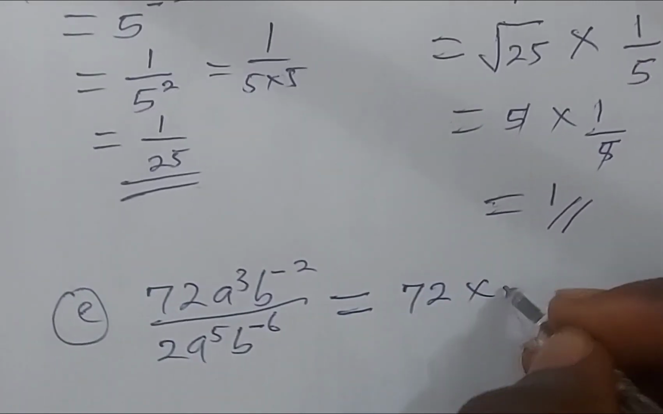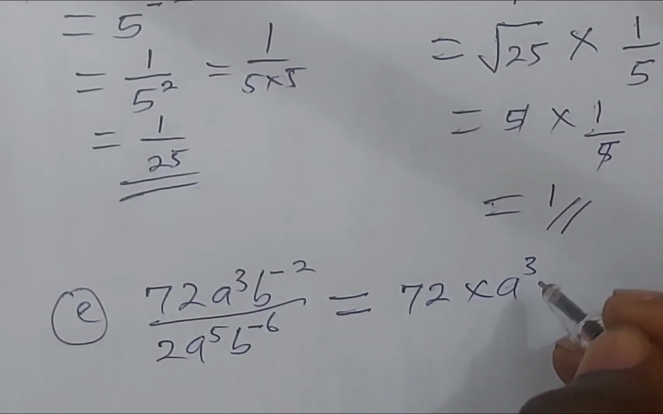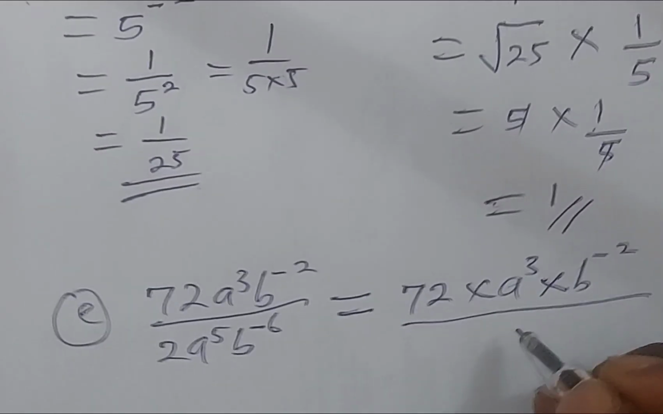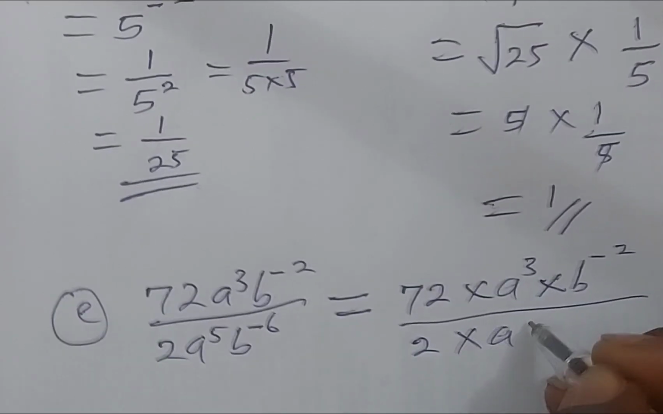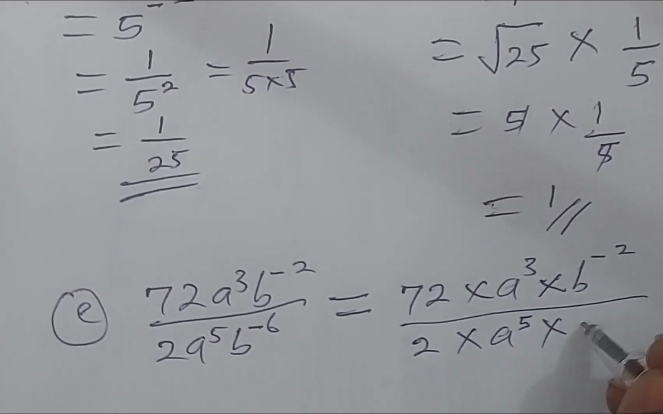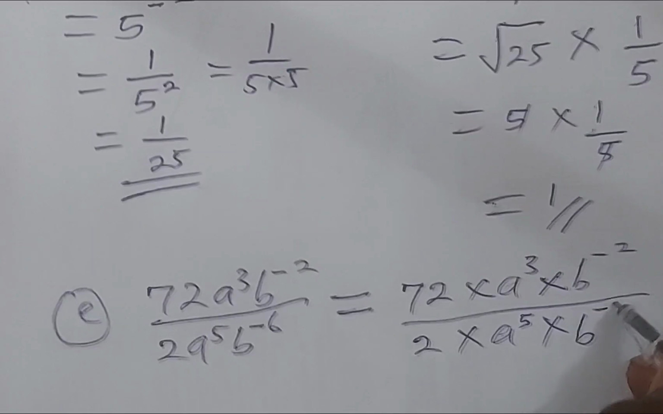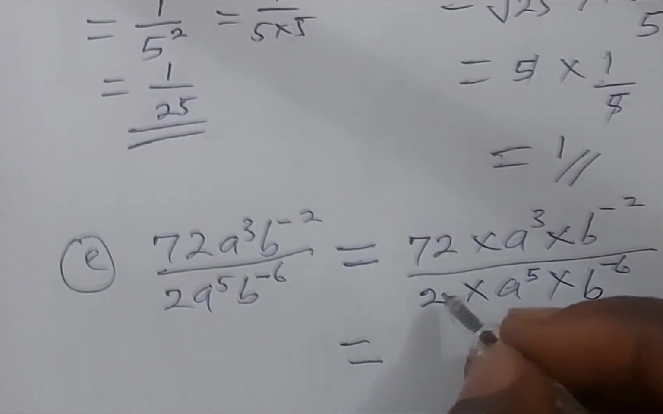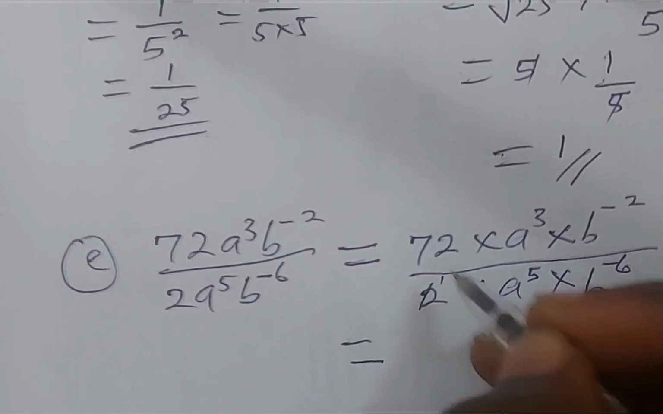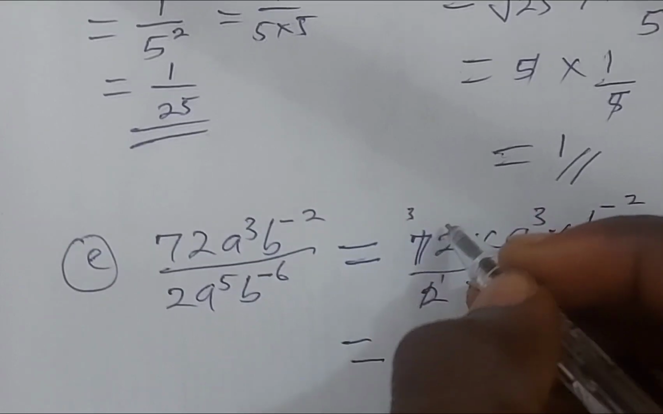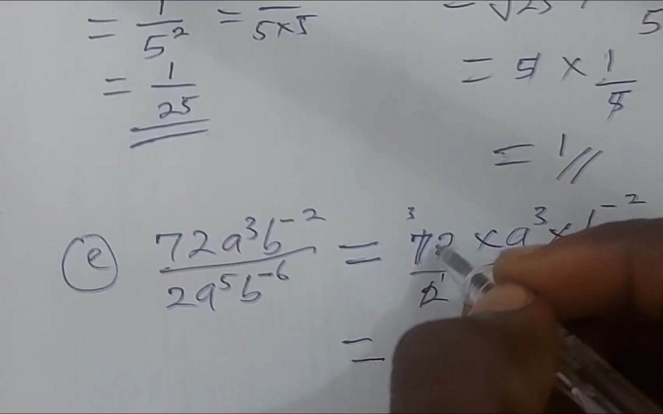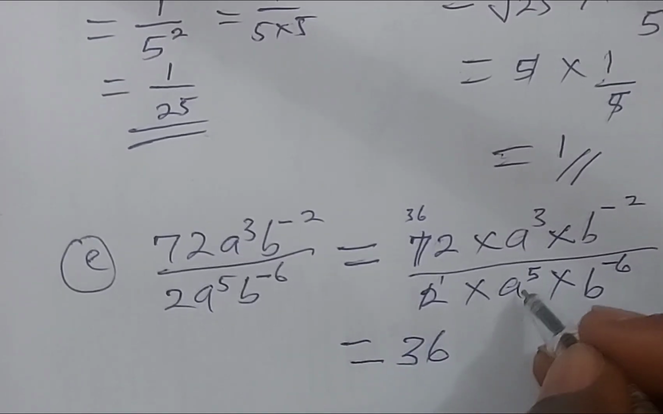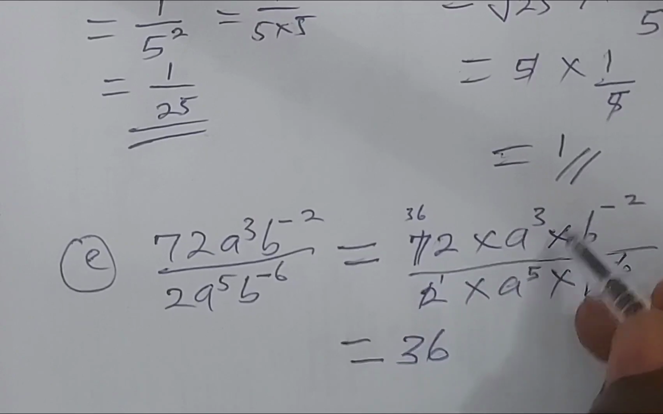72 by a raised to the power of 3 times b raised to the power of minus 2, all over 2 times a raised to the power of 5 times b raised to the power of minus 6, will give 72 over 2, which is 36. Then you apply the laws of indices to the remaining ones.